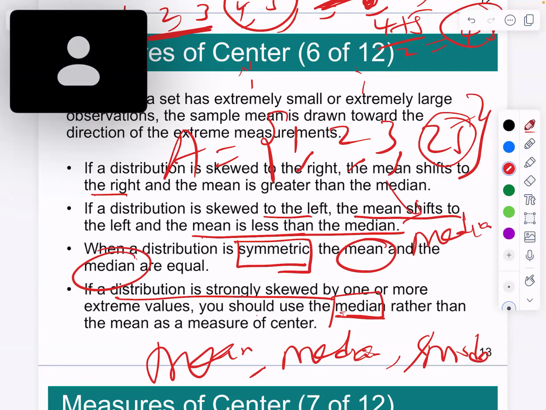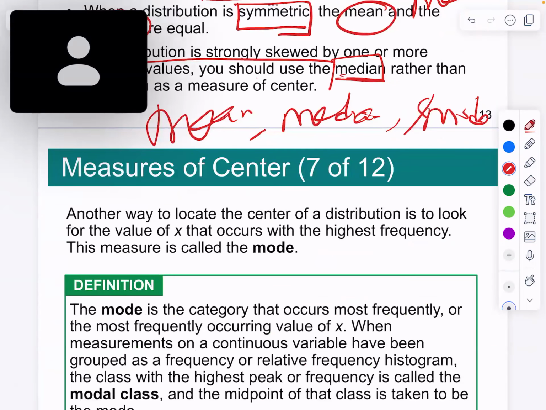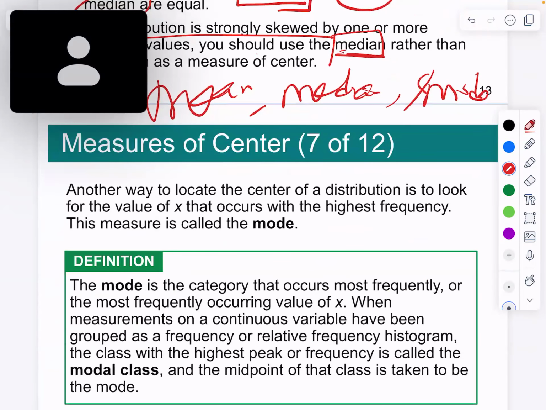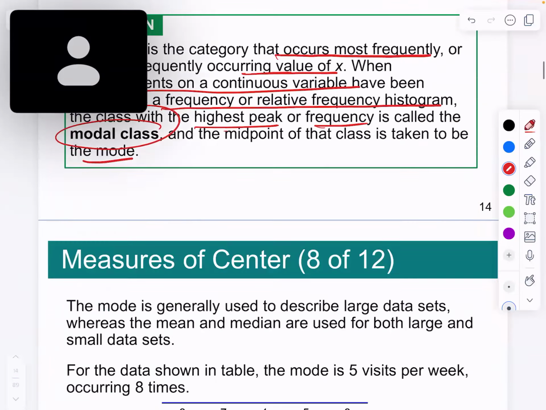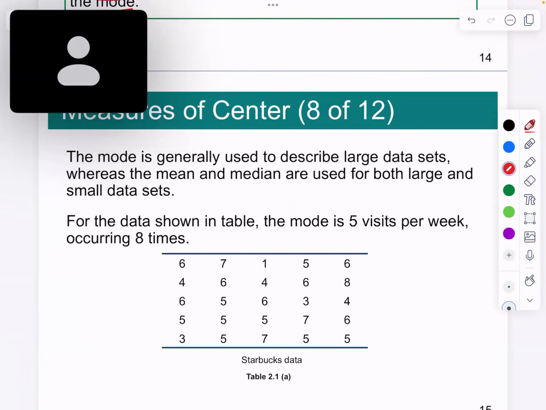Okay. Now we talk about mode. Mode is the category that occurs most frequently, the most frequently occurring value of X. When measurements on a continuous variable have been grouped as a frequency or relative frequency histogram, the class with the highest peak of frequency is called the modal class. The midpoint of the modal class is taken to be the mode.